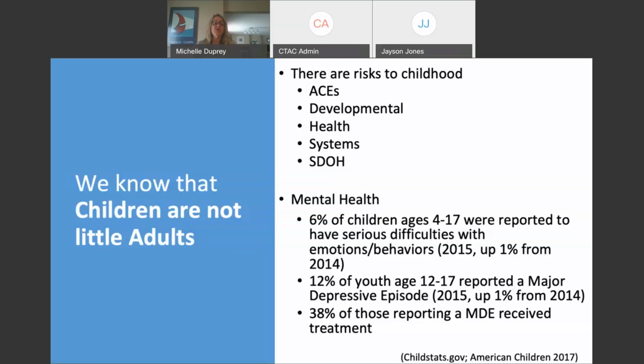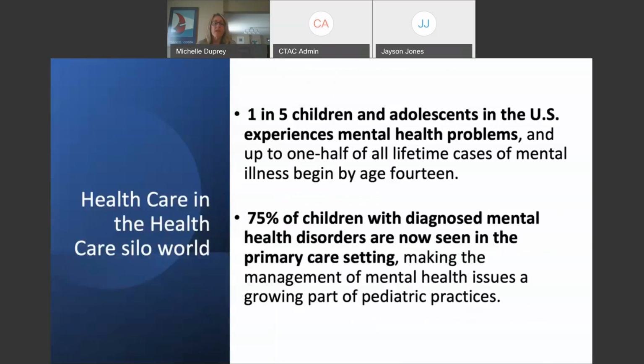So when you think of children, this is the context I want you to be landing in and surrounding yourself with for a little bit. Unfortunately, in healthcare, what has happened is the silo. So we have physical health care, we have mental health care, and rarely the two shall cross.